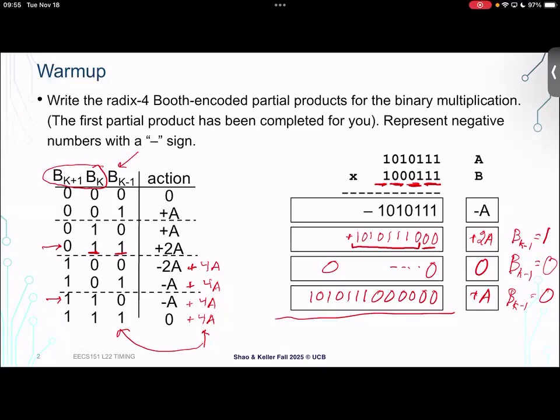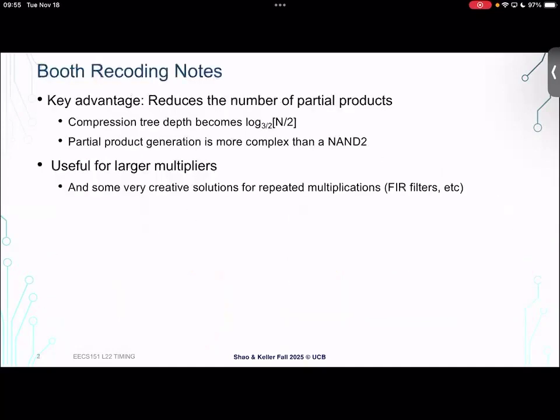Okay, so this is Booth encoding in a nutshell. As we said, the key advantage is that it reduces the number of partial products. So our Wallace tree depth for the carry save addition becomes, instead of log base 3 halves of n, log base 3 halves of n over 2. Right, we have half as many rows in the limit. But as we just talked about, partial product generation itself becomes more complicated.